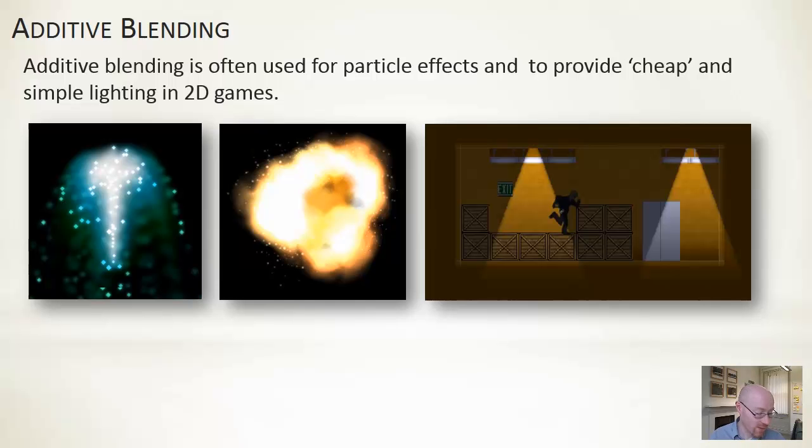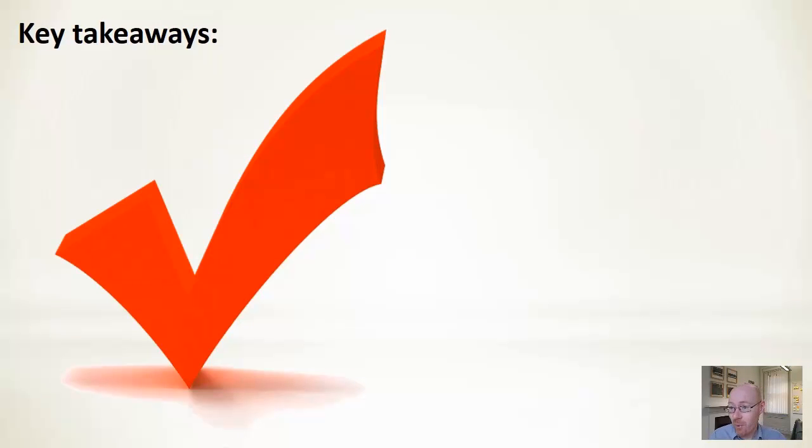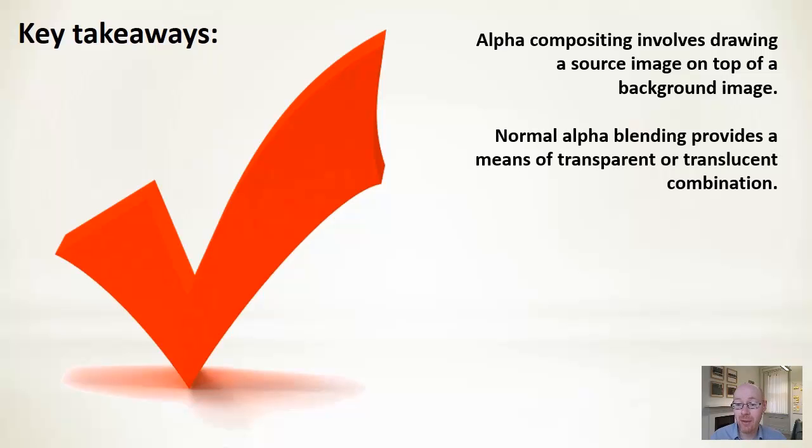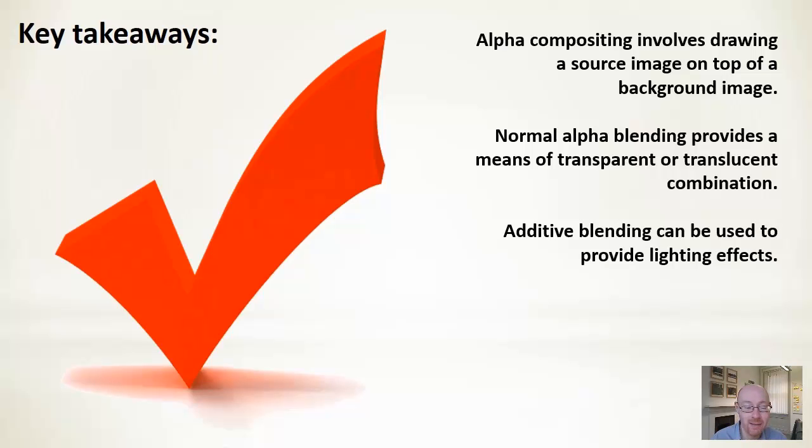So key takeaways to this, we've got a few of them. Alpha compositing is the general theory that we're talking about here, where we draw a source image on top of a destination background image. Normal alpha blending is our standard way of combining a translucent or transparent image so that it looks right based on the background. And for some games, or for some particle systems, we may end up using additive blending to provide some notion of lighting effects or particle effects. So that's all we want to talk about here. Not a huge amount of context and theory to this, but in terms of certainly how we combine our graphics, this is going to be a useful way of building up our graphical effects.